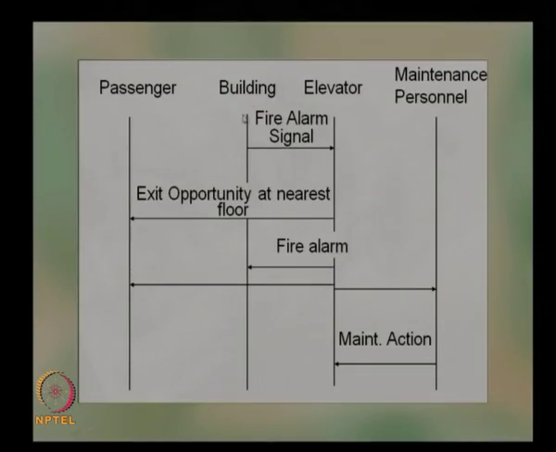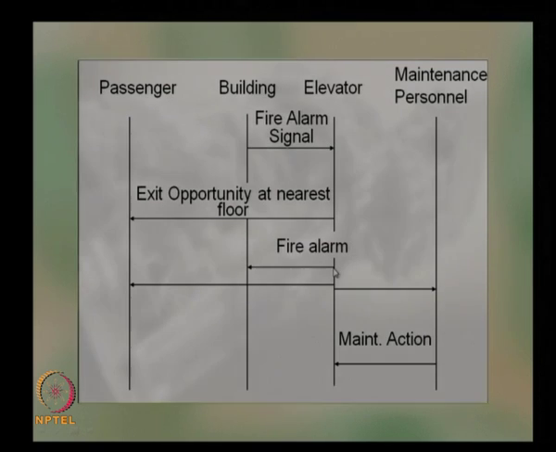Again, we can write down the input output trace. The fire alarm signal goes from the building to the elevator, and then the elevator gives an exit opportunity to the passenger at the next floor. So, wherever the elevator is, it will just go to the next floor and open the doors and provide an exit opportunity. The passenger will come out of the elevator, and then the elevator fire alarm will be given.